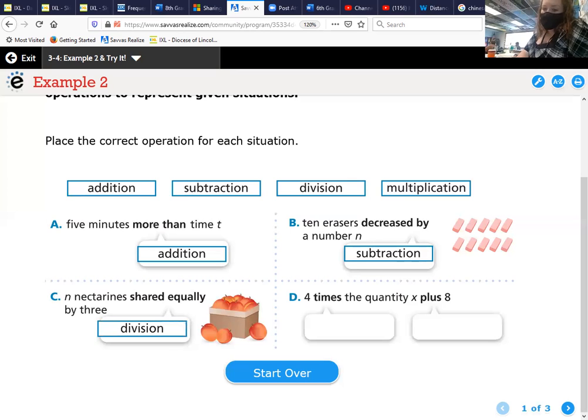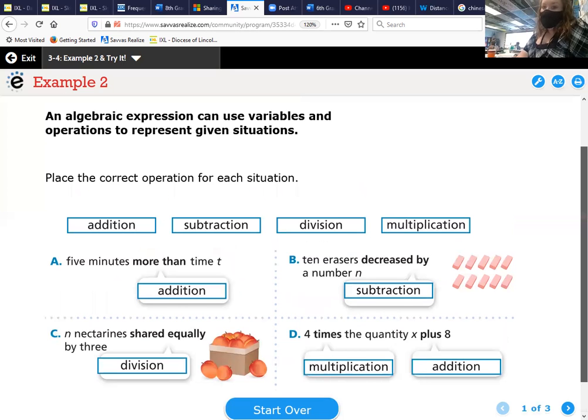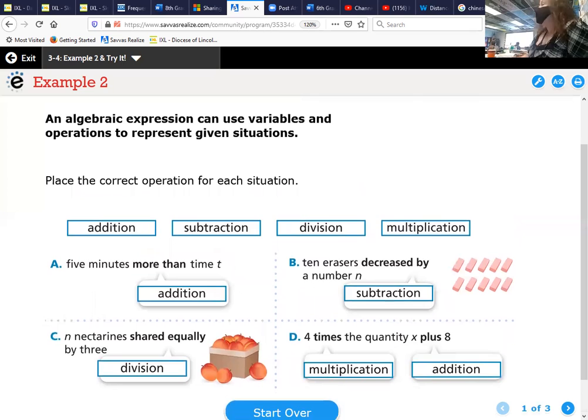And then 4 times the quantity x plus 8. What does times mean first? That one's easy, Jack: multiplication. And then plus 8. Another easy one, Megan: addition. There are specific clue words that will help you when writing these statements as numbers instead of words.